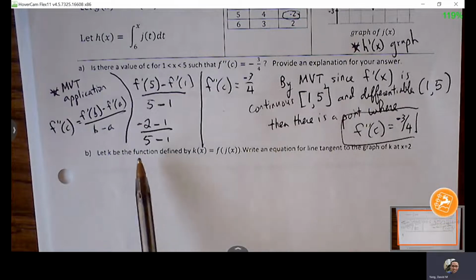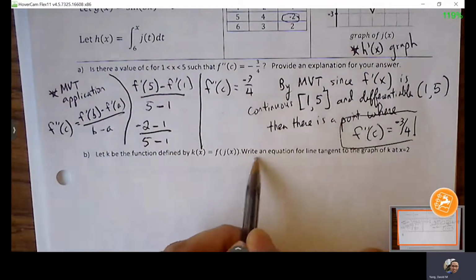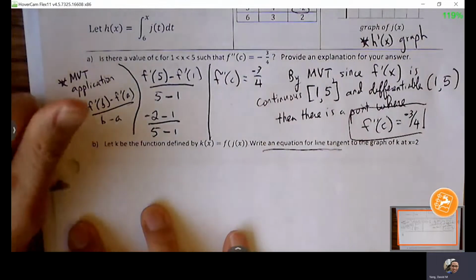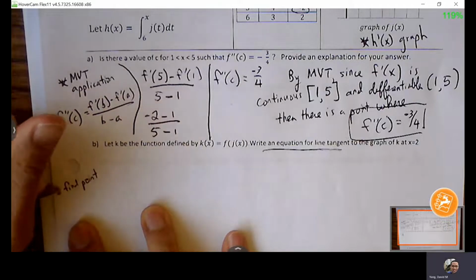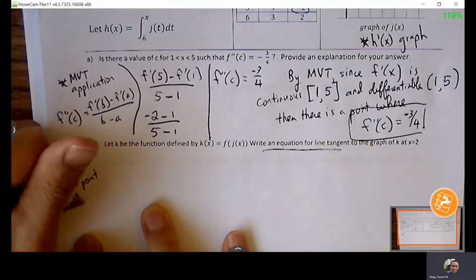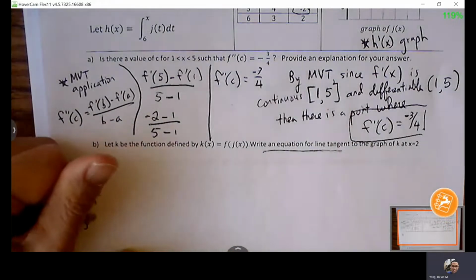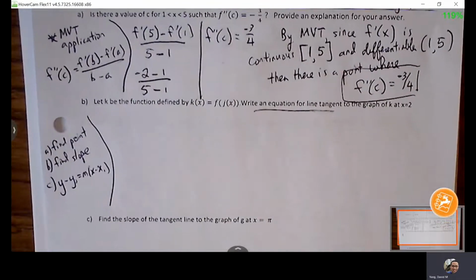Okay, part B. Let k be the function defined by k of x equals f of j of x. Write an equation for the line tangent to the graph of k at 2. So anytime we want to find the equation of a tangent line, we need to find an ordered pair, find a slope, and then use point slope form, right? So we need to find the point, find the slope, and then finally point slope form. That's our ultimate goal, and then we can fit that into point slope form.